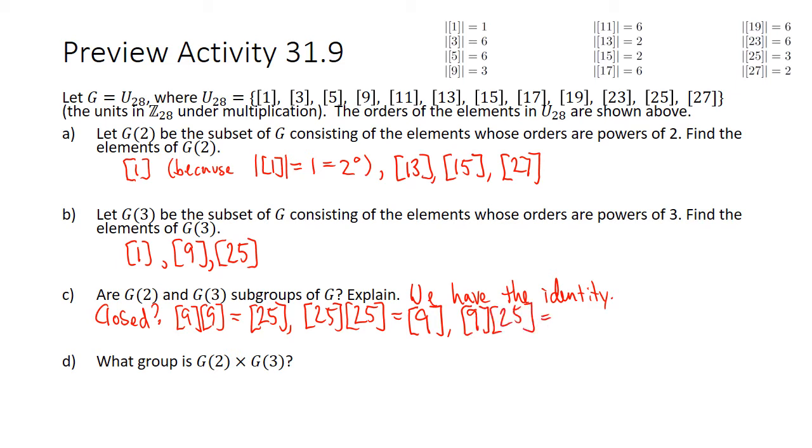And that one is actually 1. So yes, it's closed, and also it contains inverses because 9 and 25 are each other's inverse. So yeah, that one is a subgroup. All right, and then G of 3. Oh, so this was for G of 2.